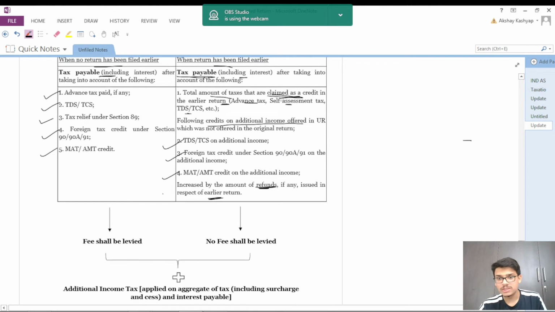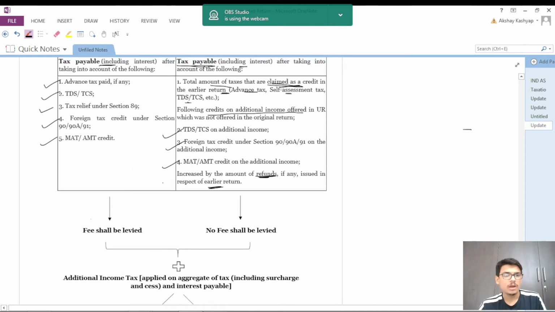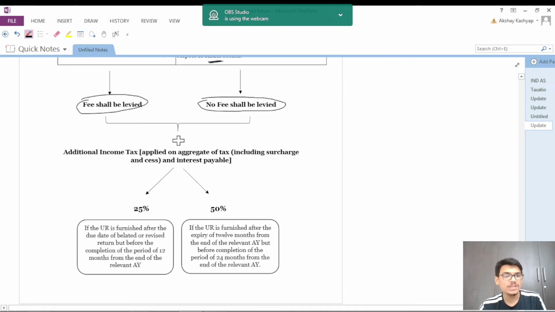Further, such amount has to be increased by any fee. Of course, if you have not filed a return earlier, then a fee for late filing will be imposed. But if you have filed a return earlier, original, belated or revised, then no fee shall be levied. And now this amount will be further increased by the additional income tax that you have to pay. So this is an important point.